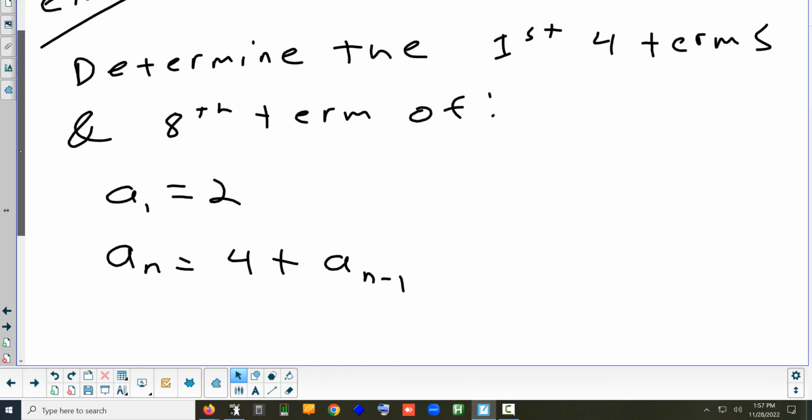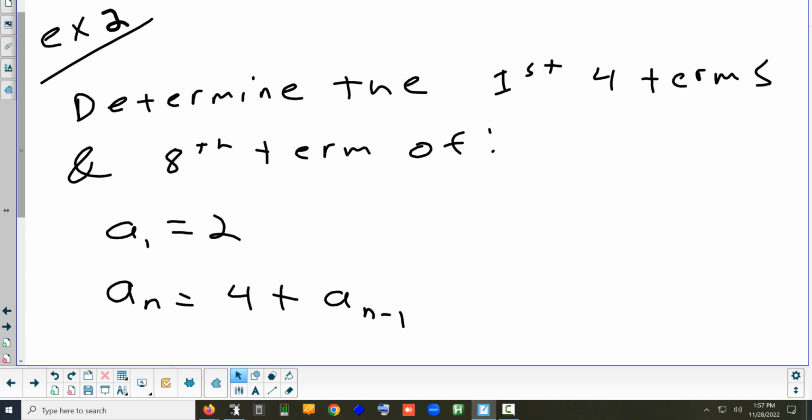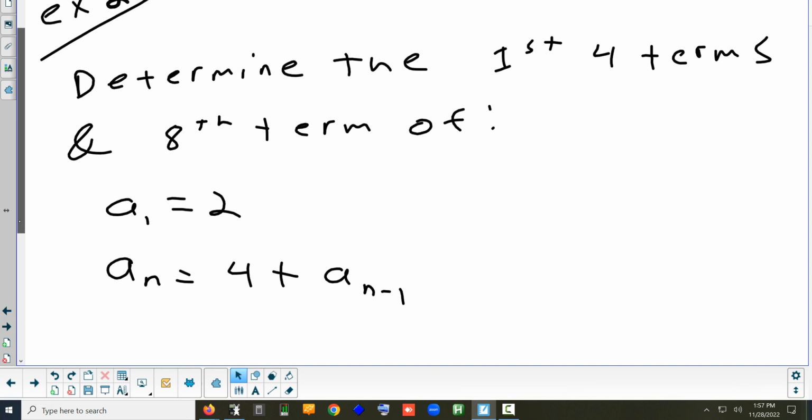Okay, so this one says determine the first 4 terms and the 8th term. I didn't have you go all the way to 15 terms this time because that's recursive. So the first 4 terms and then the 8th one.